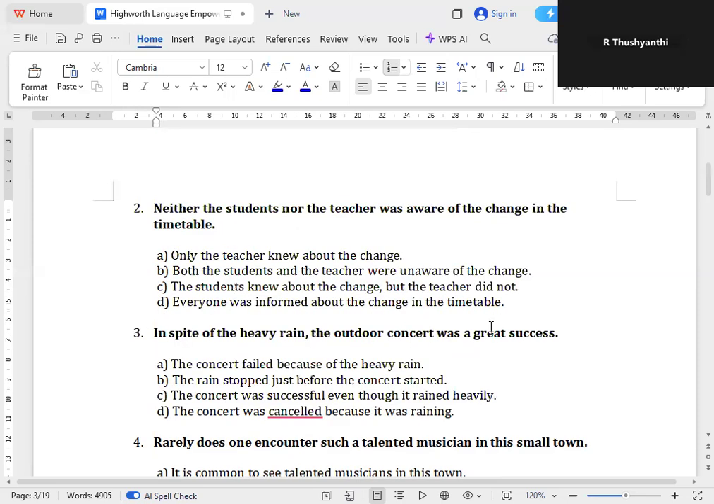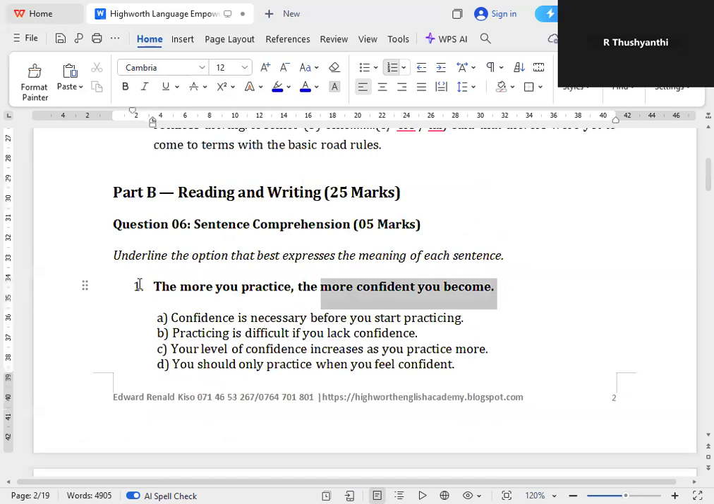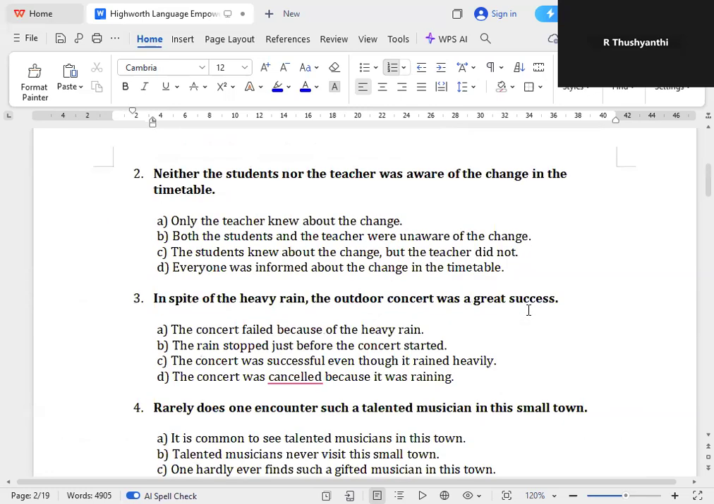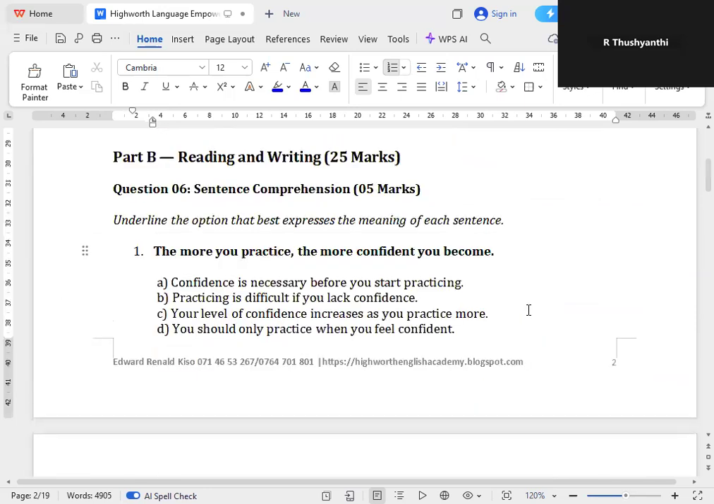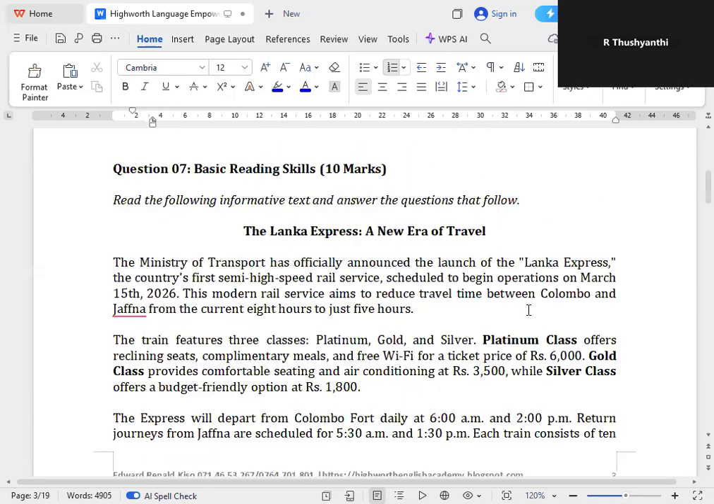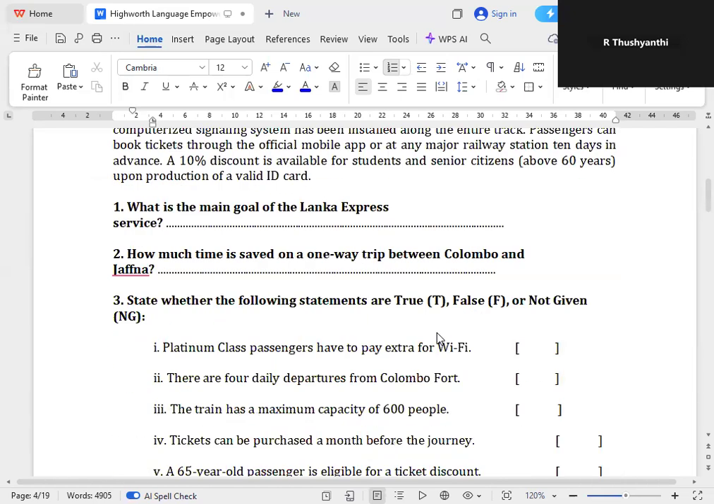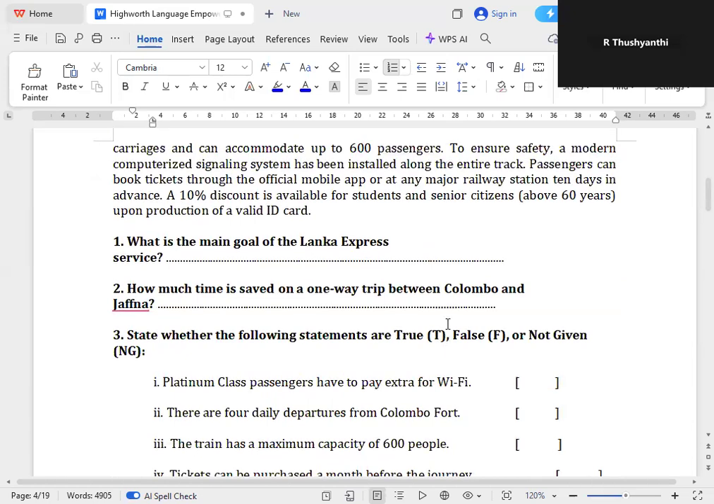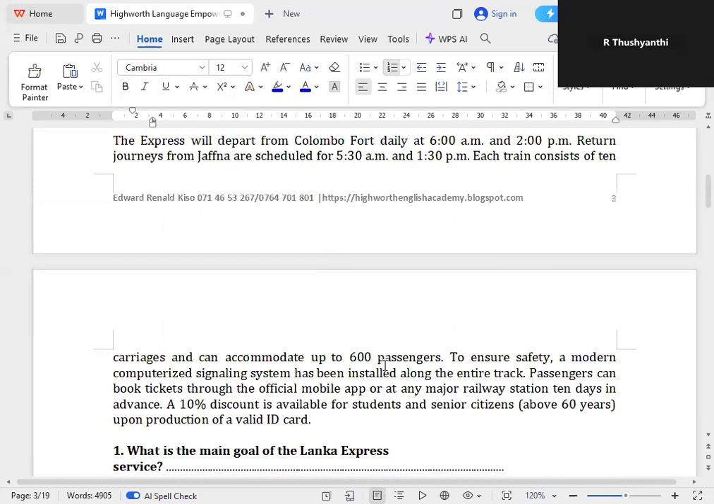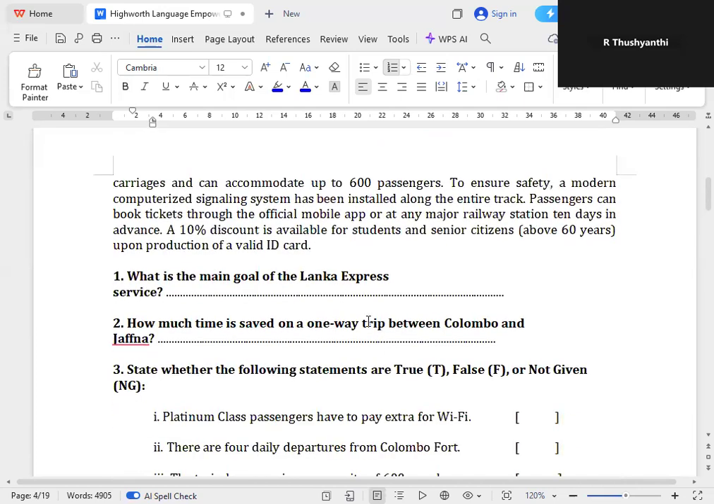So like that, most of the time these kinds of sentences are conditional sentences, combining two ideas. So they are checking whether you can understand by reading the sentence, right? If you have done it correctly, you can simply score 5 marks for this question. And the seventh question is that you have to read this paragraph and give the answers here. Let's see whether you have answered these questions. You must have read this. First question is, what is the main goal of the Lanka Express service?